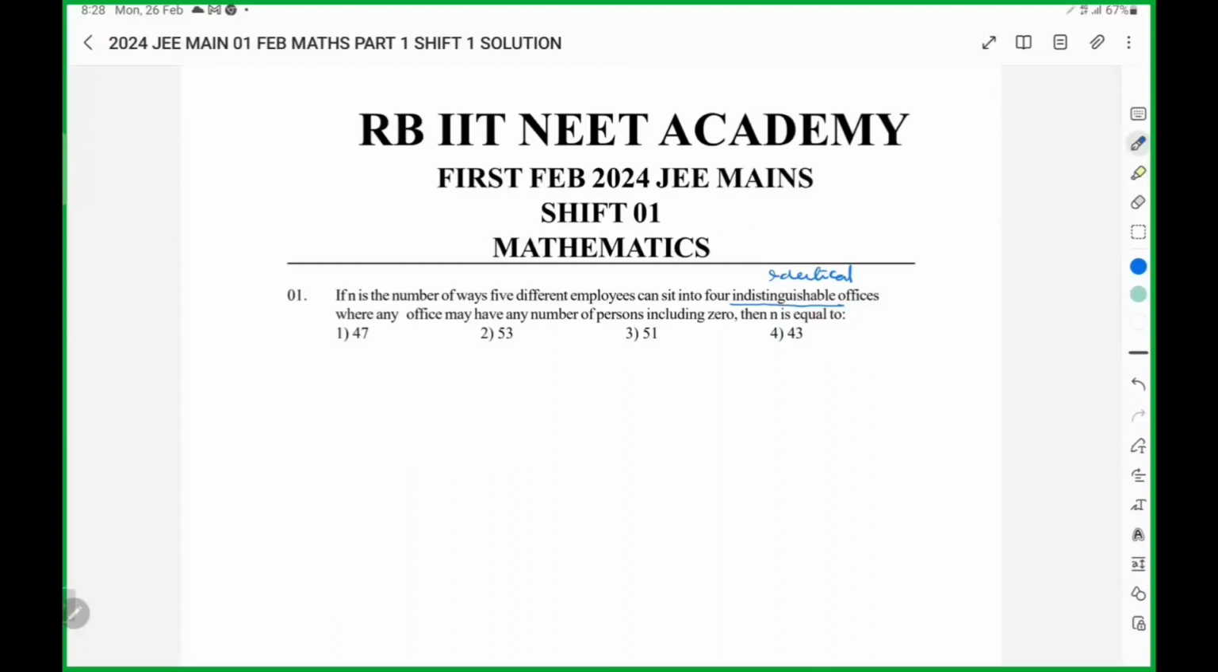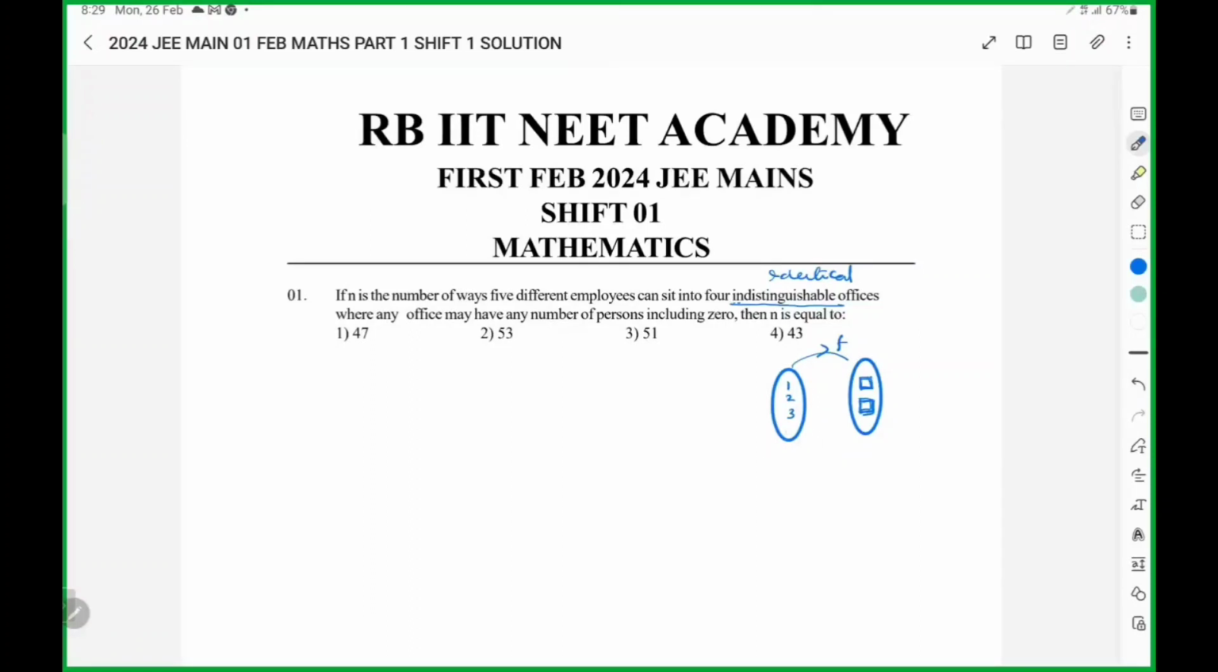So here, suppose they are distinct instead of indistinguishable. If it is distinguishable, let us consider here: if there are 3 different objects, you have to put them in 2 distinct boxes. Exactly 2 distinct boxes.